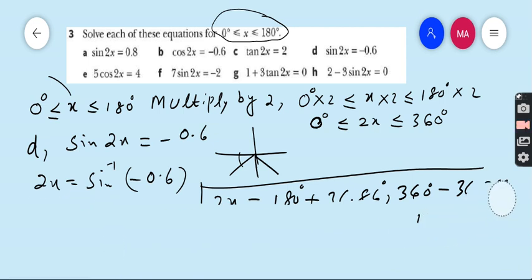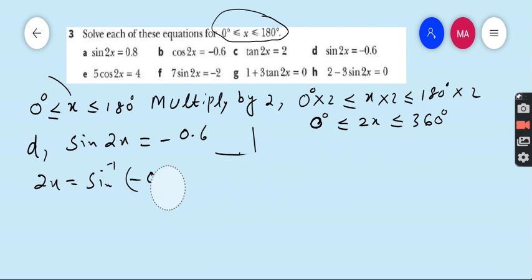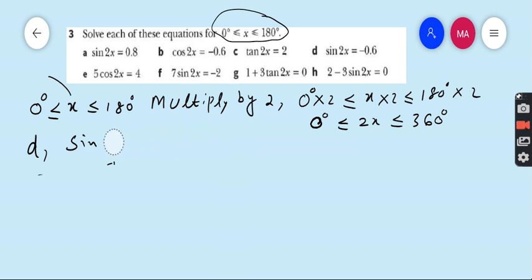So the main point of this question is to convert the given domain into our required domain, because each and every trigonometric function has 2x angle, so we multiply the given domain, the whole domain, by 2. Come to part E.